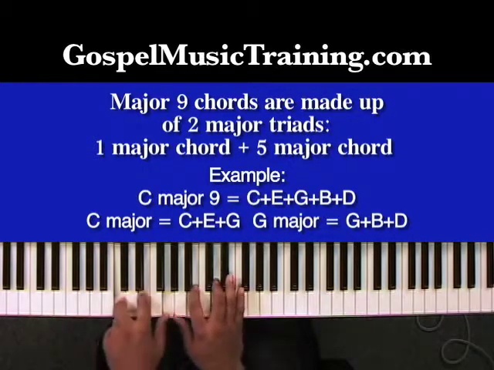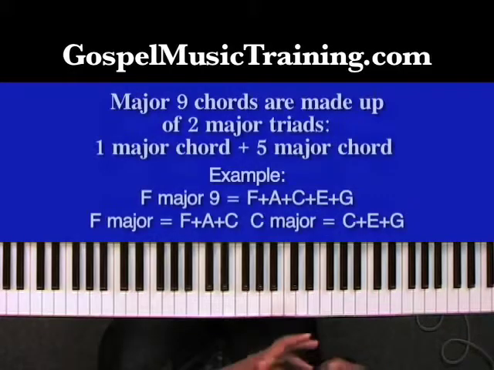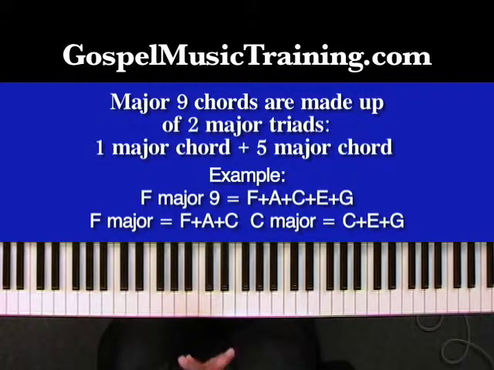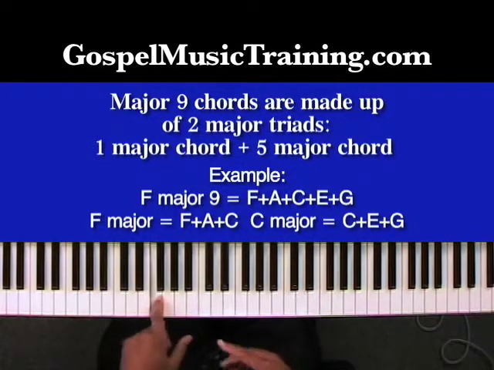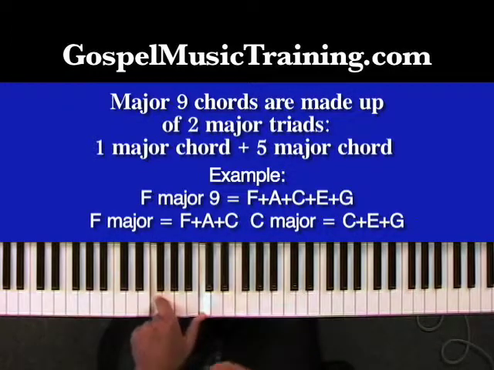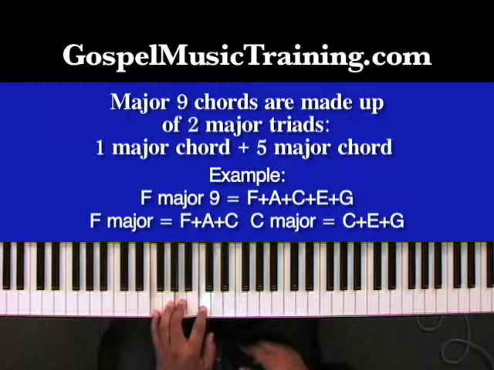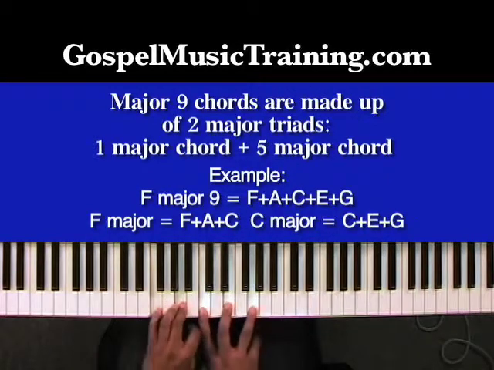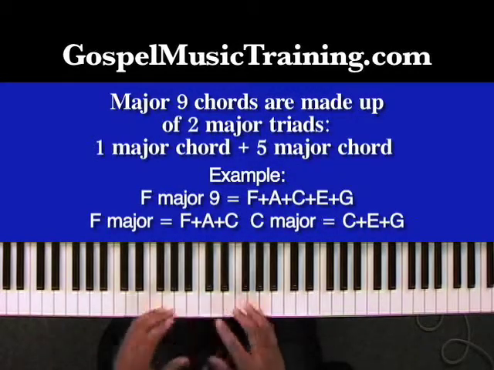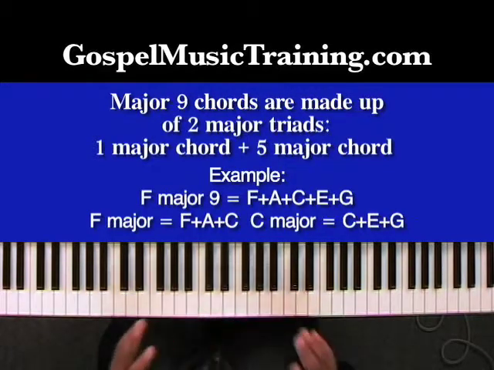All right? So with those concepts in line, if we go to the key of F, how do we find an F major 9 chord? Okay, what's the 1? The 1 is F. What's the 5? It's C. So all you would do is mix together an F major chord with a C major chord. And if you do that, here's your F major chord. Here's your C major chord. Here's your F major 9. It's that simple, all right? And it works for any key.